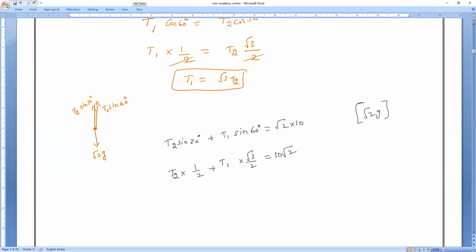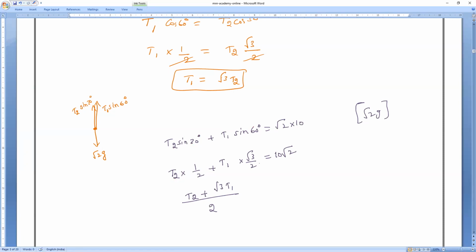Next you see that. So again, let me take now. If we take 2 as the LCM here, what will come? T2 plus root 3 into T1. Am I right? Root 3 into T1, equal to this one?